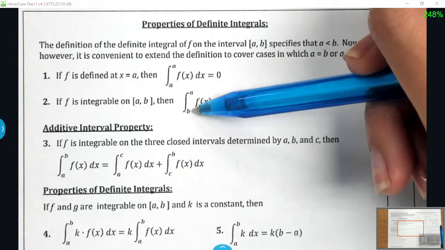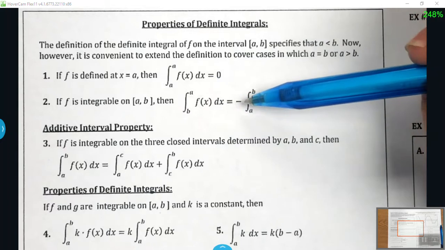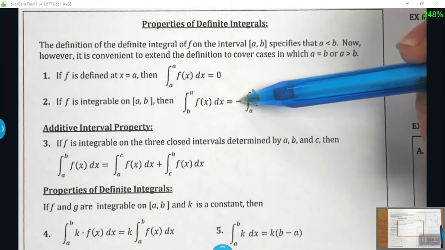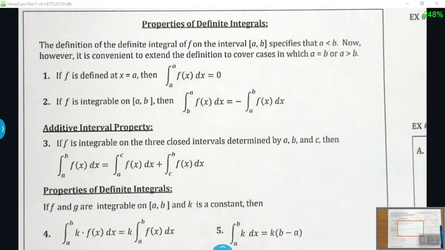The integral from b to a is the same thing as the integral from a to b, but made negative. So if you don't like the order, you can always switch the order of your lower bound and upper bound as long as you change the sign.